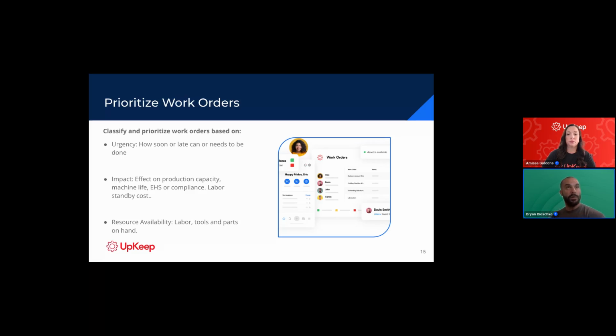And of course, resource availability, like we talked about: labor, tools, and parts. If I don't have the parts, I don't have the tools, I don't have the labor, I shouldn't be scheduling the work.